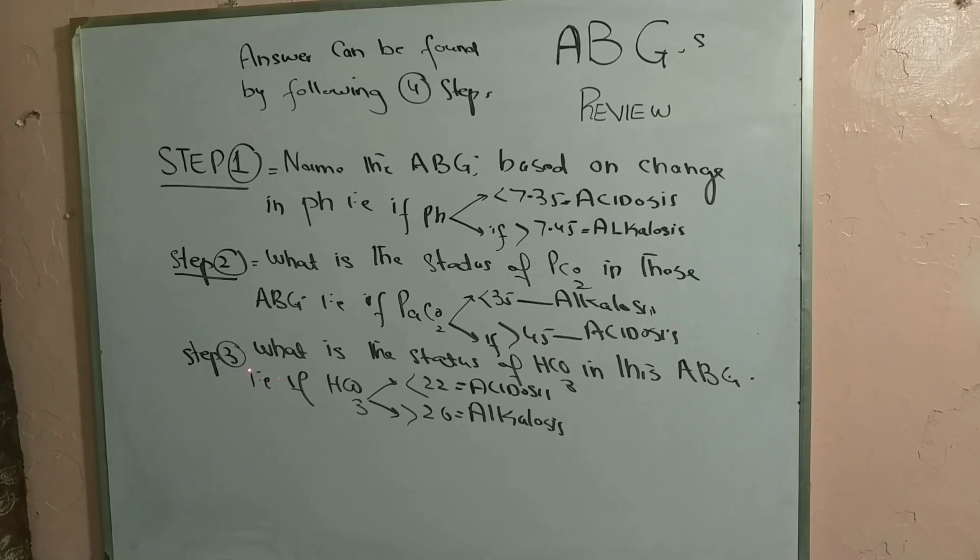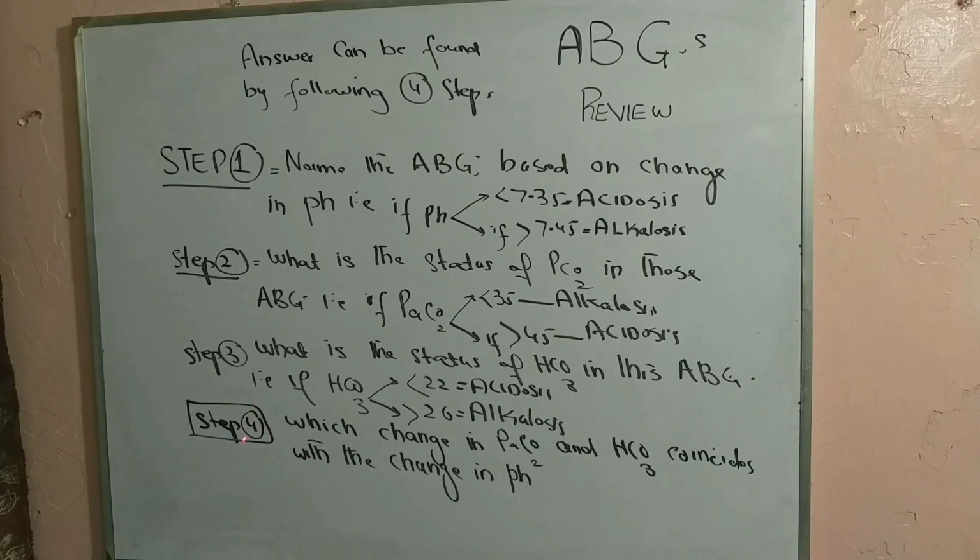As a third step, we will look at the status of the bicarbonate in the above ABGs. If the bicarbonate is less than 22, we call it acidosis, and if bicarbonate is more than 26, we call it alkalosis. The most important step is step number 4.